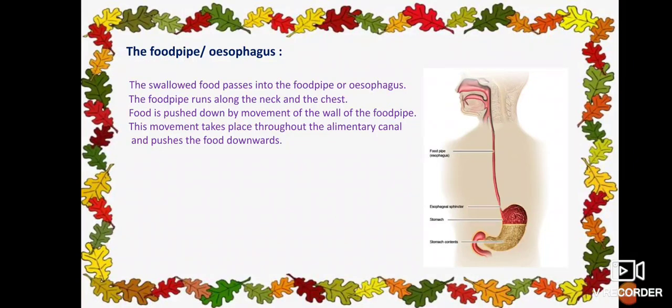Then about the food pipe or esophagus also we studied in the last class. This food pipe forms a continuous way for the food to enter into the stomach. Means from the mouth food enters, then it moves through the food pipe to reach the stomach. Up to here we have studied in the last class.